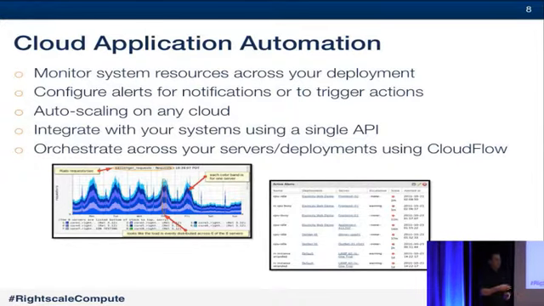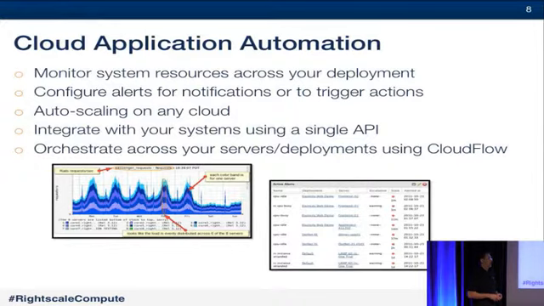So what are these things that RightScale provides that you don't get by default with other technologies? One is application automation. So you're able to monitor your system resources across all your deployments. You can set up custom monitors, custom graphs. You can create dashboards, all the things that you need to do to monitor your application. It's all part of RightScale. You can also then configure alerts on those and configure notifications through our alerting system or another alerting system. You can scale on any cloud.